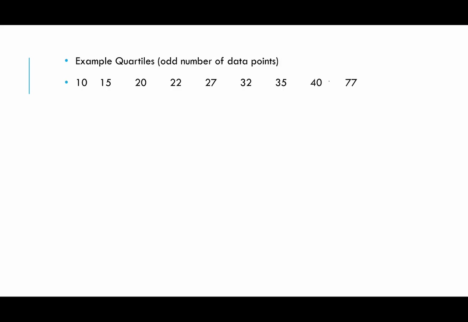We're going to start with an odd number of data points. I have 1, 2, 3, 4, 5, 6, 7, 8, 9 data points. The middle is the 5th one, so I'm going to label this as Q2. Then I look at this bottom quarter, 10, 15, 20, and 22, and I'm looking for the middle. Since I have an even number of data points here, the middle is the two numbers, 15 and 20 put together, and then divided by 2. So 15 plus 20 gives me 35. I divide by 2, and that says 17.5. So this is going to be Q1.